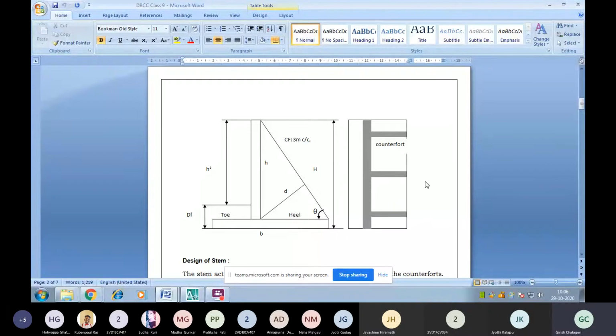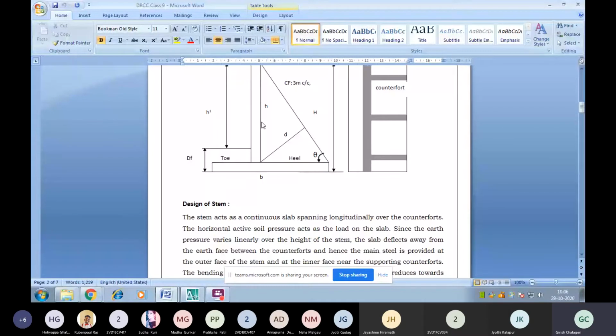Once we divide it with counterforts, the stem will be designed as a slab, and the heel will also be designed as a slab. You can see the stem is connected on three sides: one at the bottom and one on each side. Only the top will be free. That's why the stem is designed as a slab here.